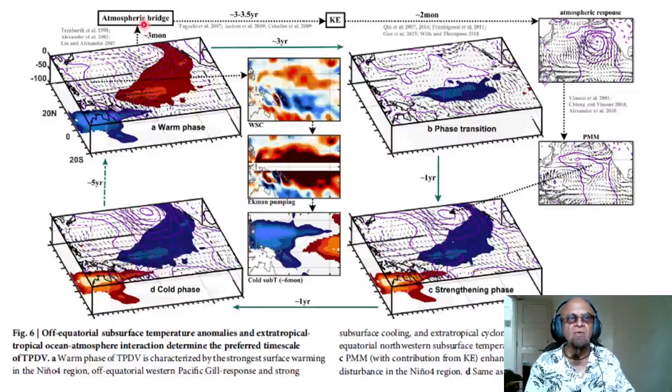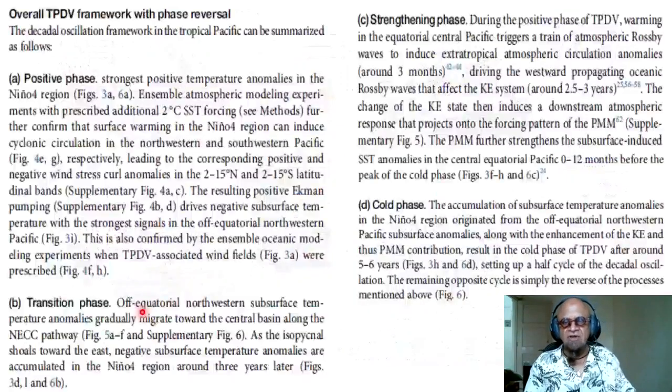Okay, so this is not so well marked. Are there A, B, C written somewhere? Yeah, we are coming this way, so that's C, and then that's D. So yeah, so here, warm phase, phase transition, strengthening phase, and cold phase. There we go. Okay, sorry about this.